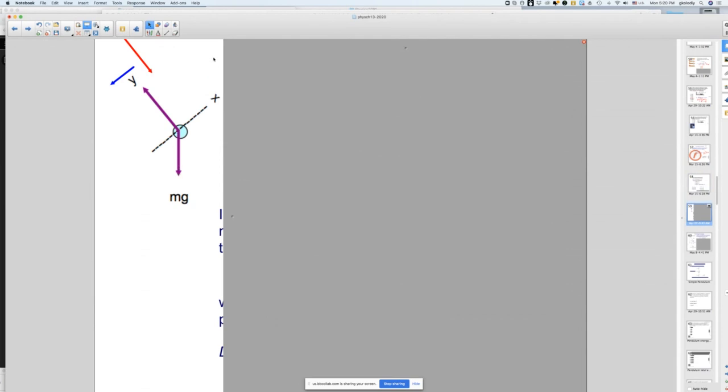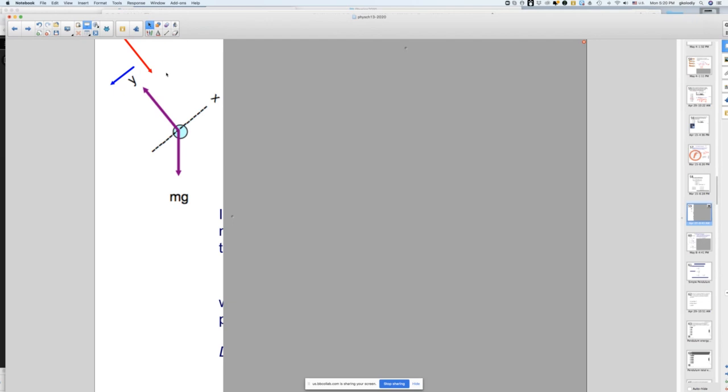What we're going to do now is resolve those forces into components, and we're going to draw our y-axis tilted, like in the inclined plane, you remember? This will be the x-axis. This will be the y-axis. Now, there's a reason for that.